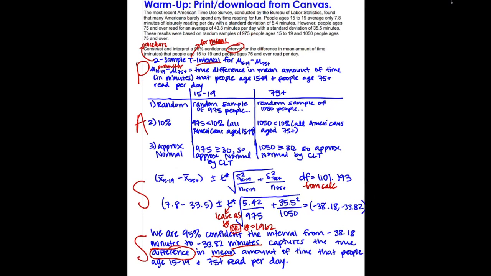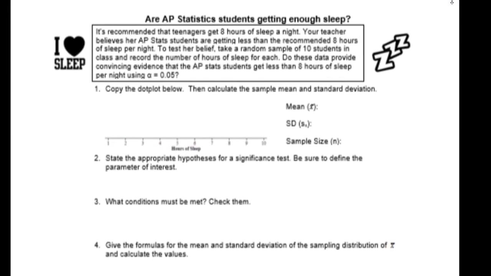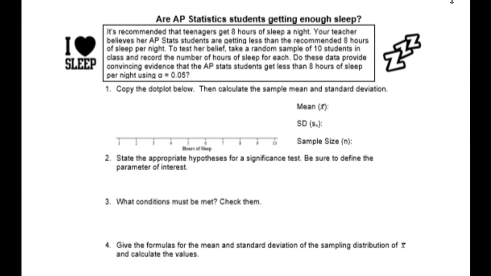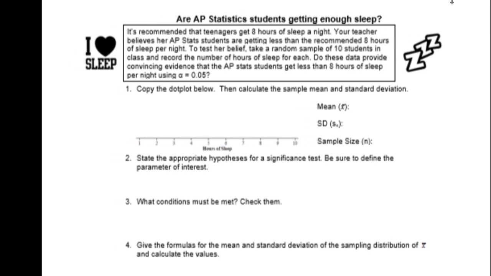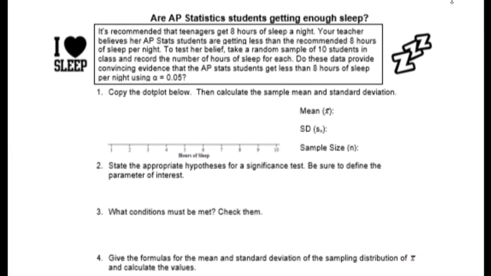What we're going to do now is our activity called AP Statistics Students Getting Enough Sleep. This is a two-part activity. We're going to do one sample and then two samples both today. So we'll start with this first one and we'll do a couple pieces of it together.